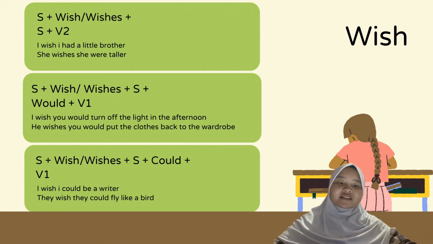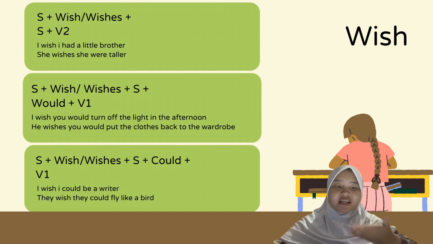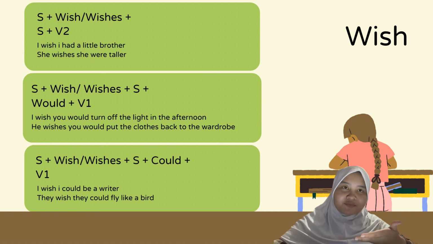The next sentence example is: she wishes she were taller. She is the subject, and we use wishes because the subject is she, followed by the subject again, she, and here we use were. And why do we use were?